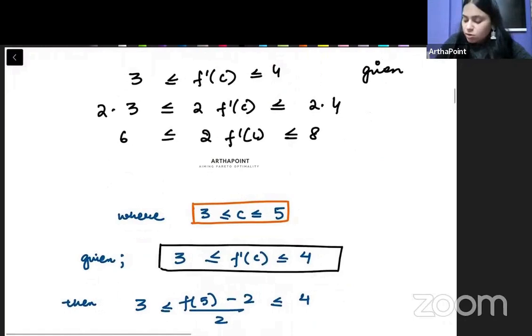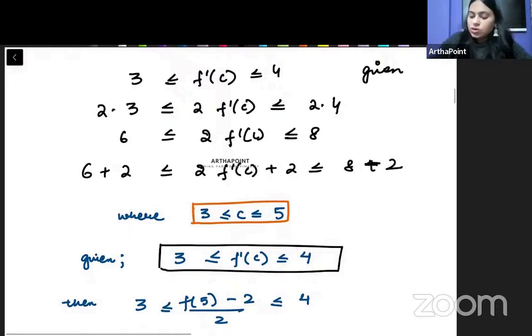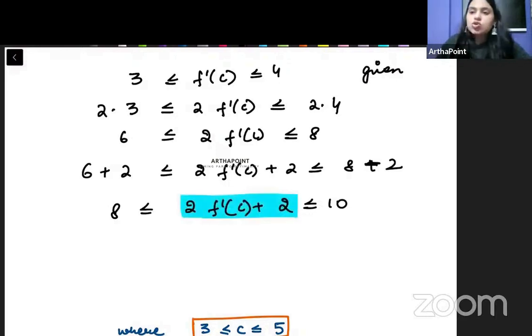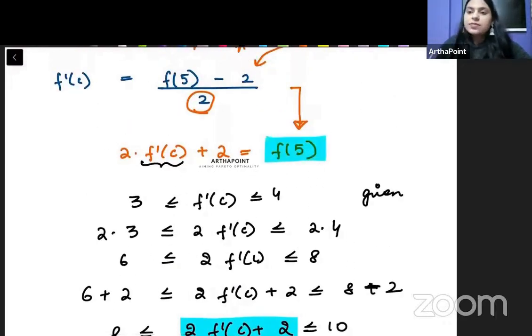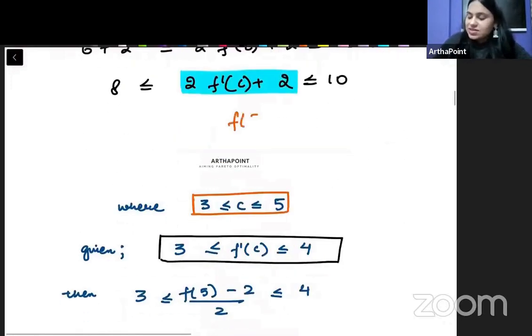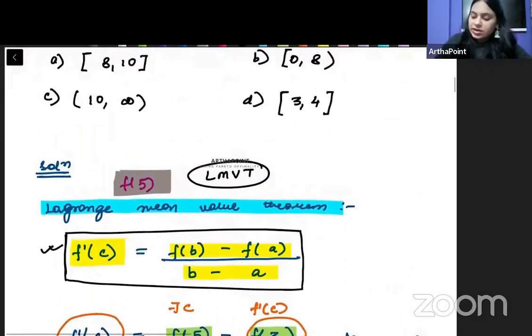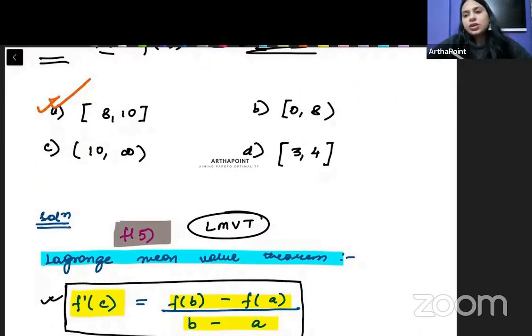And if I add 2 on both sides, then 2f'(c) + 2 will lie between 8 and 10. So this is 8 and this is 10. But this 2f'(c) + 2 is nothing but f(5), right? So I can just replace this with f(5), which will lie between 8 and 10. So the interval that I have got is between 8 and 10, right?